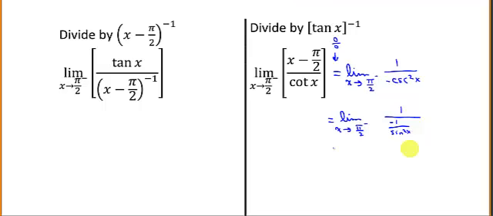And inverting and multiplying, this would be the limit as x approaches pi over 2 from the left of negative sine squared of x. Now, as x approaches pi over 2, sine approaches 1, so this is going to be negative 1 squared, or just negative 1. Okay?